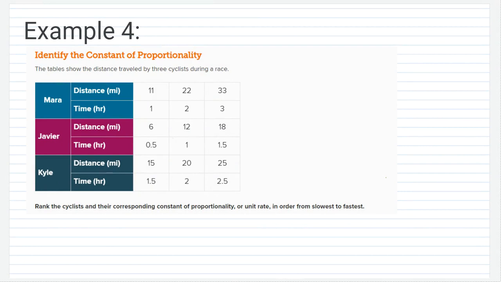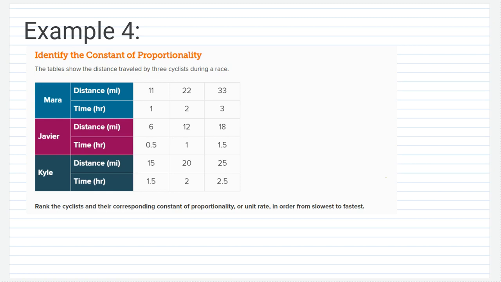we're going to, again, identify the constant of proportionality by finding that unit rate, and then we'll use that to compare our different cyclists here. So the table shows the distance traveled by 3 cyclists during a race. We got Mara, Javier, and Kyle. We're going to rank the cyclists and their corresponding constant of proportionality or unit rate in order from slowest to fastest. So again, they are telling us that they do have a constant of proportionality. So this is a proportional relationship.